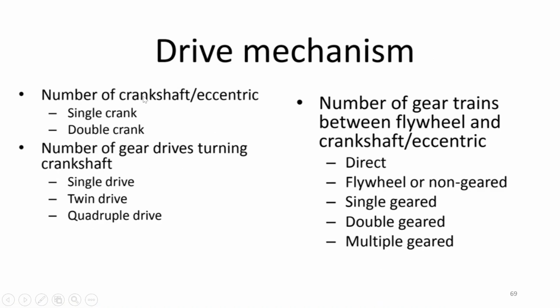Now based on the number of crankshafts, it can be single crank or double crank. Based on the number of gear drives turning the crankshaft, it can be single drive, twin drive or quadruple drive. Based on the number of gear trains between flywheel and crankshaft or eccentric, it can be direct, flywheel or non-geared, single geared, double geared or multiple geared.